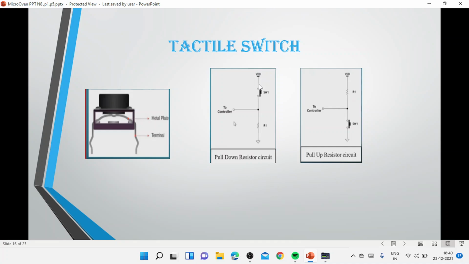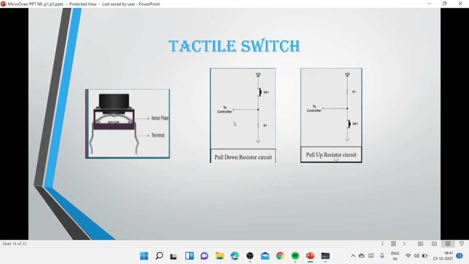Power is coming from VDD. Let me take two conditions to make this concept clear. In the first case, if the switch is open, then power will not come to the microcontroller, so we can say the output is 0. Consider the second case. If the switch is closed, current will come through and reach the microcontroller, so we can take it as 1.